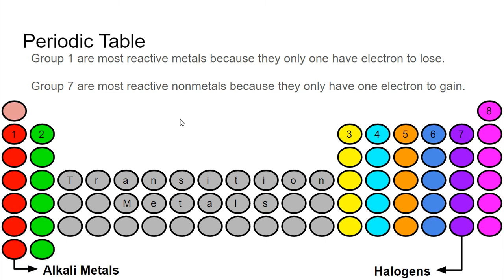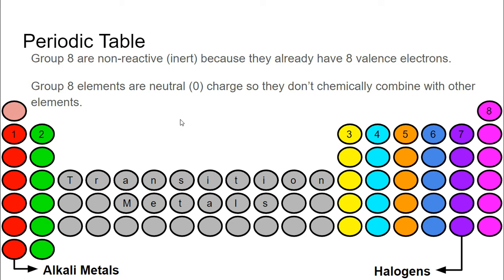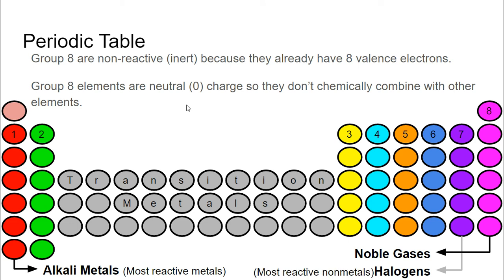Group number 8 is significant also. Group number 8 is already having 8 electrons. It's already stable, and so it will not gain or lose electrons to become stable because it doesn't need to. Since it's already neutral, it's not going to chemically combine with anything because it's not going to have a charge that would attract or repel from something else. So these are going to be your noble gases. Noble gases are group 8. Alkali metals, once again, just to reiterate, are your most reactive metals. Halogens are your most reactive nonmetals. Noble gases are your non-reactive gases.